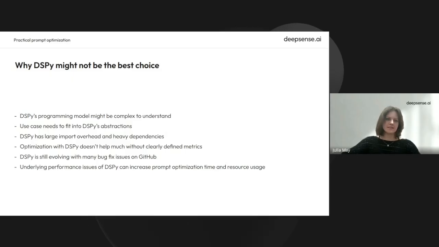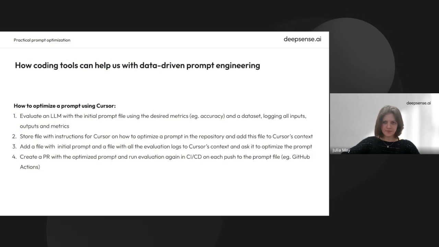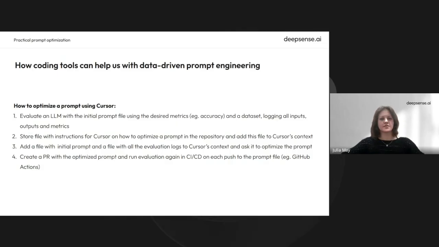So this is not always the best choice, but I'm going to tell you about a different approach. Might be a good starting point if you want to optimize your prompt. So we can use coding tools like Cursor, which is not quite obvious on the first look, but it might be very useful and a very good solution for, for example, quick prototyping or quick prompt optimization experiments. So how to do it?